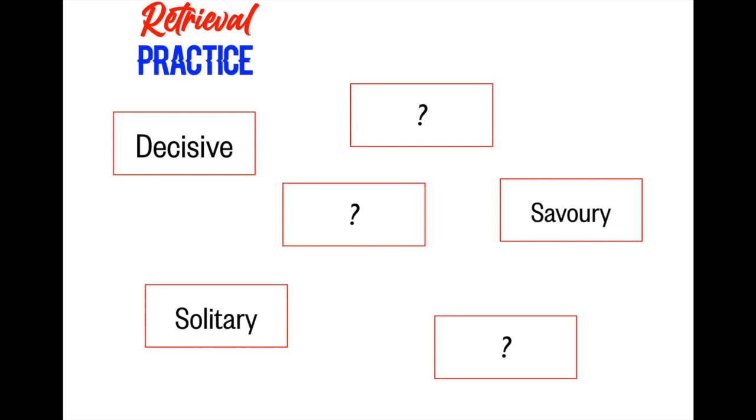The second word is savory, and the word savory is usually used to describe food. Savory food is not sweet, and it's used to describe food that you might eat for your main course rather than for your dessert. The word solitary is connected to the word solo. And a solo, when you sing a solo, it means that you sing it alone. So something that is solitary is without a partner. It's alone, on its own, individual.